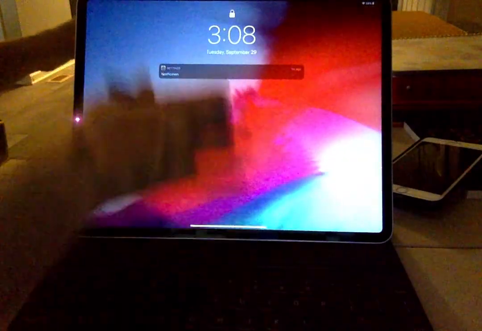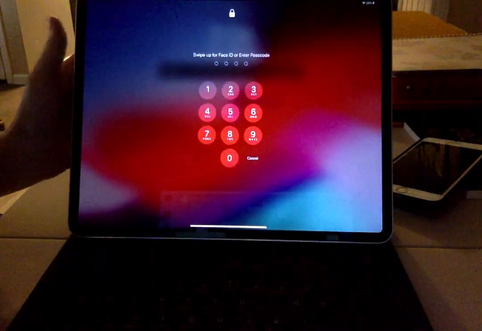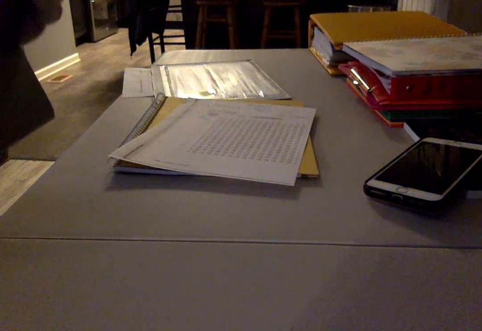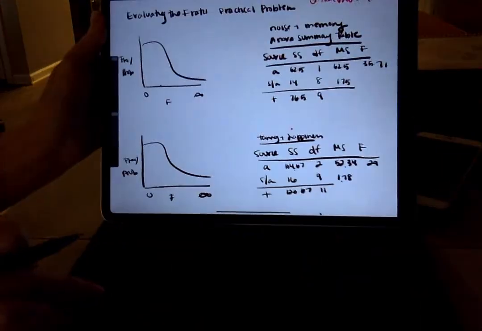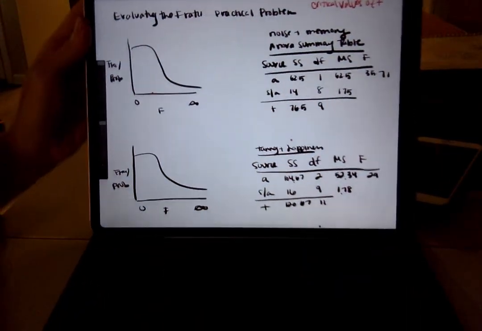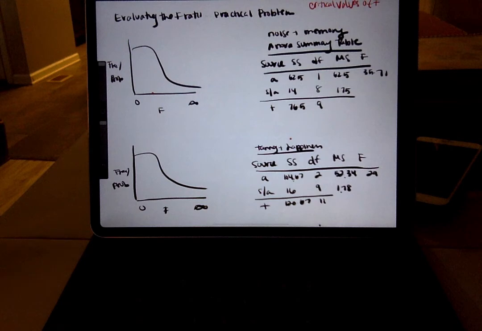Okay, my diagram has gone away here. Okay. All right, so here we are back at our data.